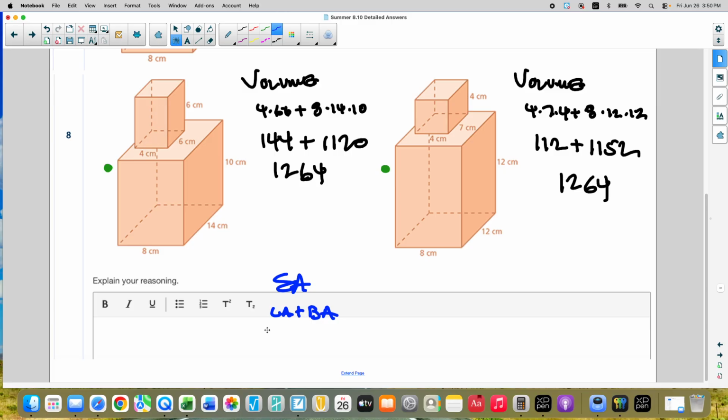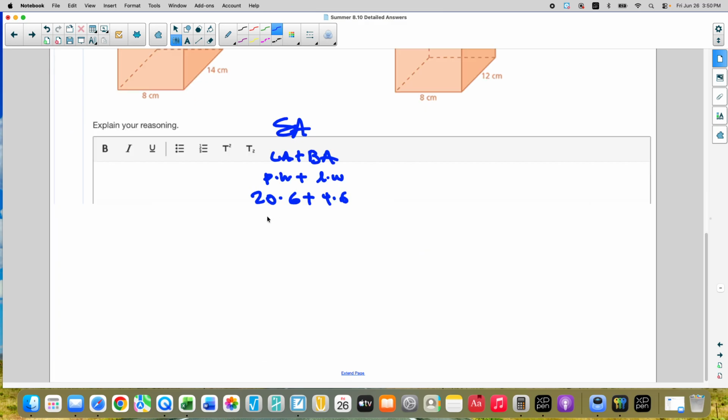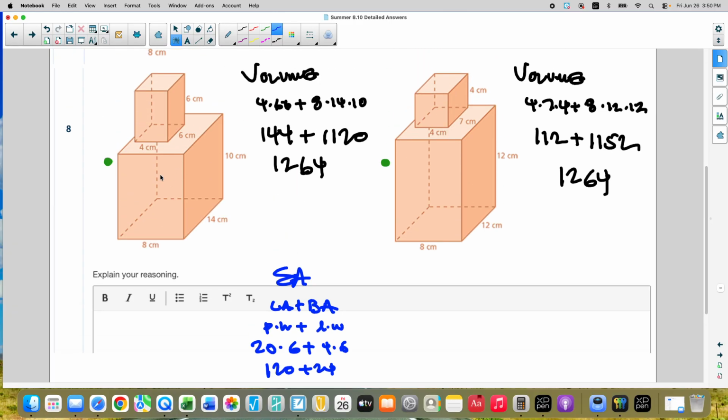So lateral area is perimeter times the height plus our base area is length times width. So our perimeter is going to be 20 times the height, which is 6, plus length times width, which is 4 times 6, which is 120 plus 24, which is 144. That's just for the top part of this surface area.